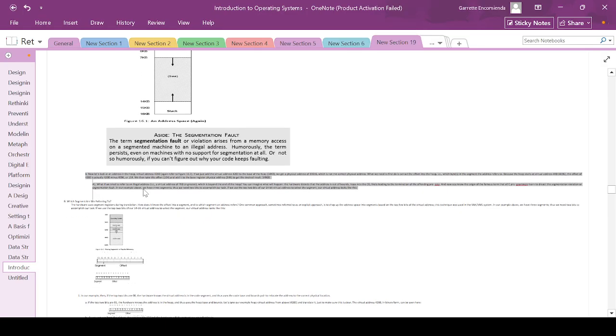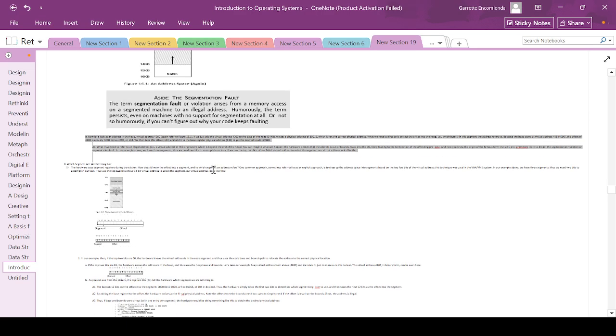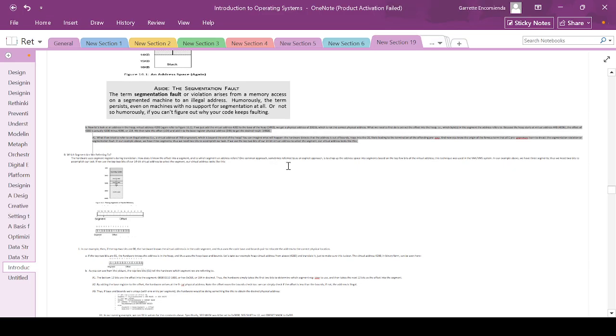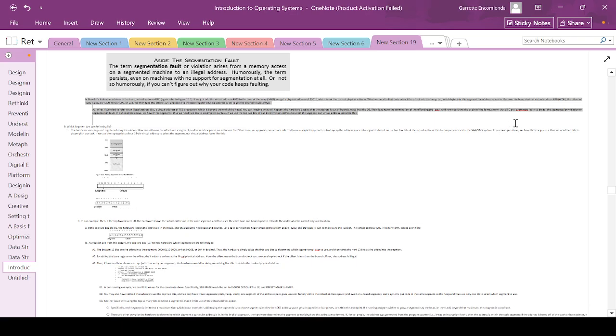What if we try to refer to an illegal address, like a virtual address of 7 kilobytes or greater, which is beyond the end of the heap? You can imagine what will happen. The hardware detects that the address is out of bounds and traps into the OS, likely leading to the termination of the offending process. That's the normal behavior of the OS. It was designed like that to terminate those out-of-bounds memory requests. And now you know the origin of the famous term that all C programmers have come to dread, the segmentation violation, or segmentation fault.